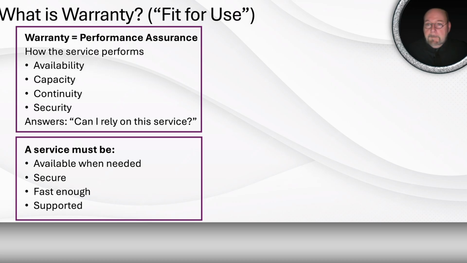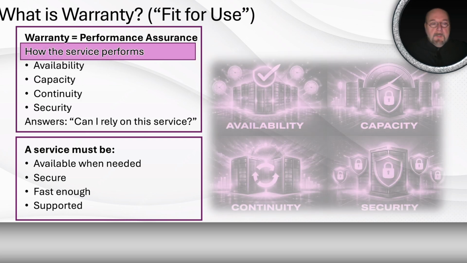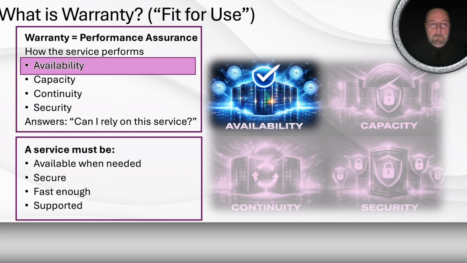What about warranty? Warranty is your performance assurance. How the service performs. Availability. If a service does everything right but you can't access it, there's no value. Availability is usually handled or outlined in an SLA, a service level agreement. Internally, an SLA will be backed up by an OLA, which is an organizational level agreement, and we will talk about those a little further on.